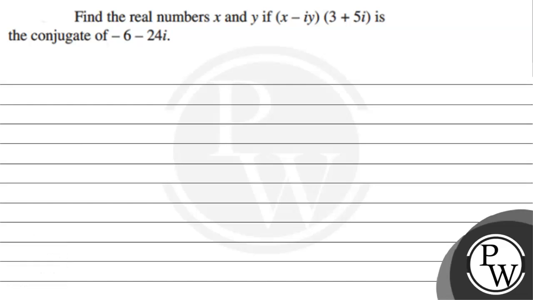The question says that find the real numbers x and y if x minus iy multiplied with 3 plus 5i is the conjugate of minus 6 minus 24i. So in this question we have to find out the values of x and y, for which the information given is that the product of x minus iy and 3 plus 5i is equal to the conjugate of minus 6 minus 24i. Okay, so before solving this question, we will check the concepts being used here.